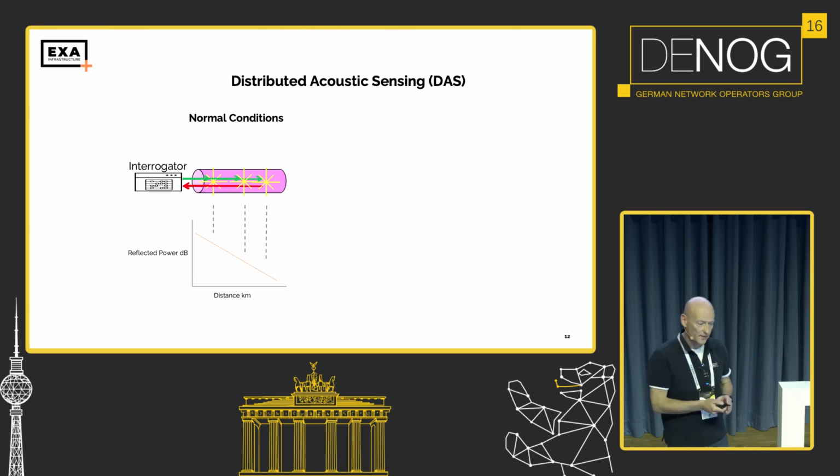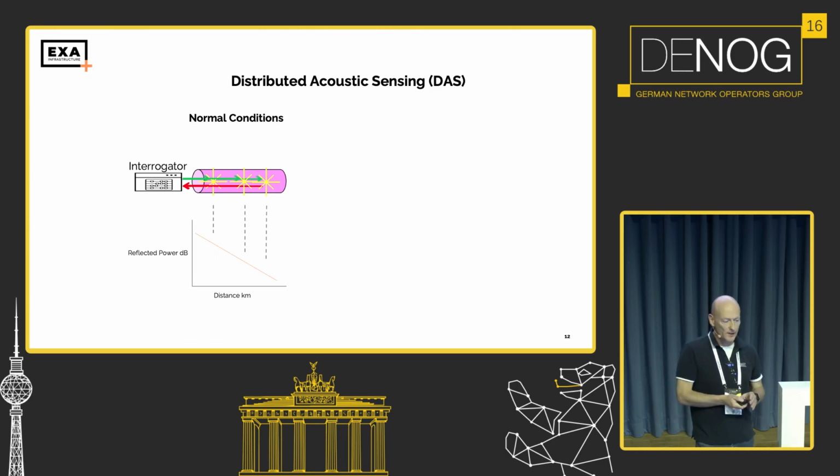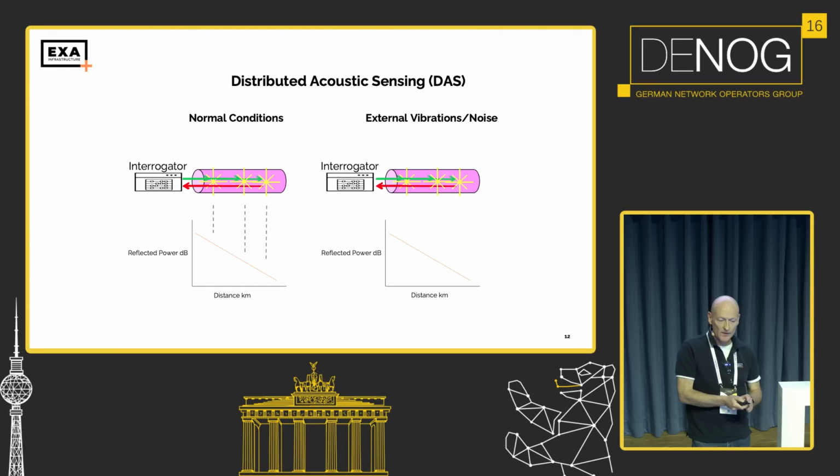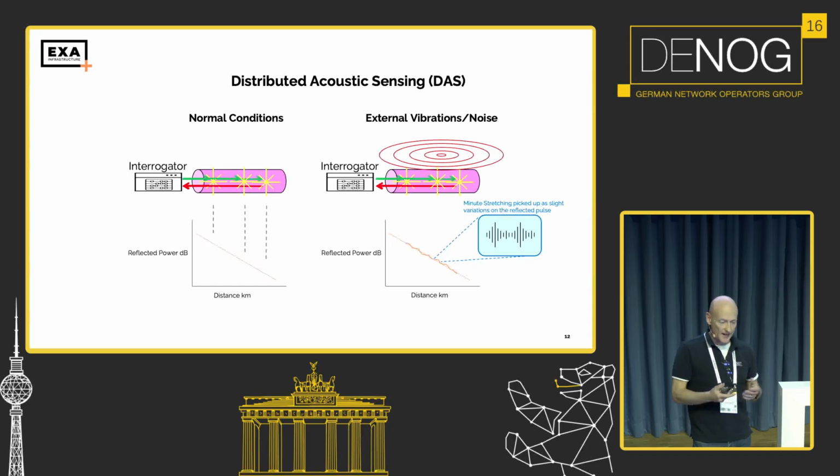So how it works, if everything is normal, the reflected optical power is going to be inversely proportional to distance. And if everything is equal on the cable, that would be quite linear, similar to an OTDR trace. However, if there's any vibrations on the cable, the fibre will be slightly stretched. They're only minute stretches, but this can be picked up by the interrogator, and it causes fluctuations in the intensity of the reflected power, the optical power.